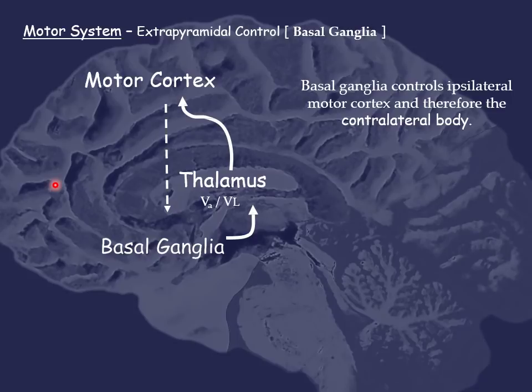As seen here, the overall circuit of these basal ganglia are an input from the motor cortex to the basal ganglia, and then from the basal ganglia into the thalamus, VA and VL, and then from the thalamus up to the cortex. Since the basal ganglia control the ipsilateral motor cortex, it therefore influences the contralateral body.